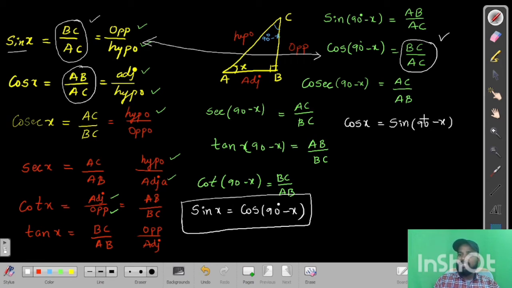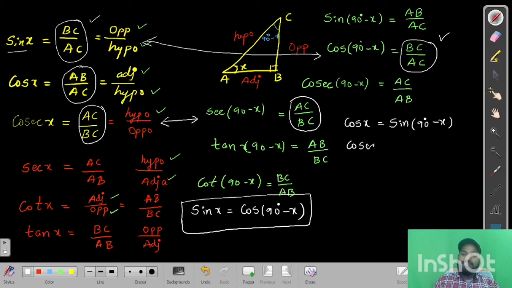Sin of 90 minus x. Next, cosec x. Cosec x is AC by BC. Here, sec x is AC by BC. Compare these two things. AC by BC, AC by BC. Understood?